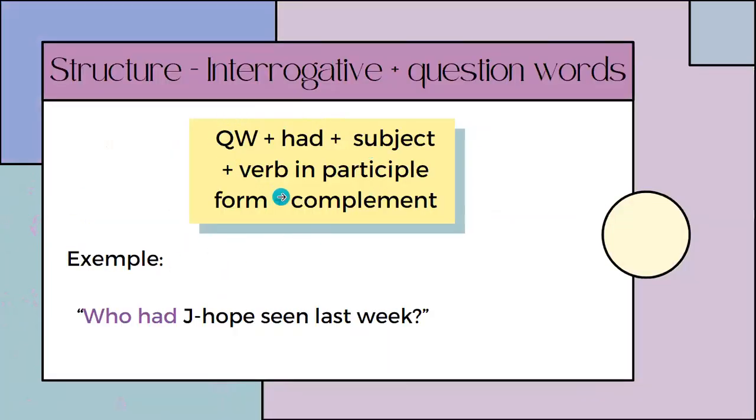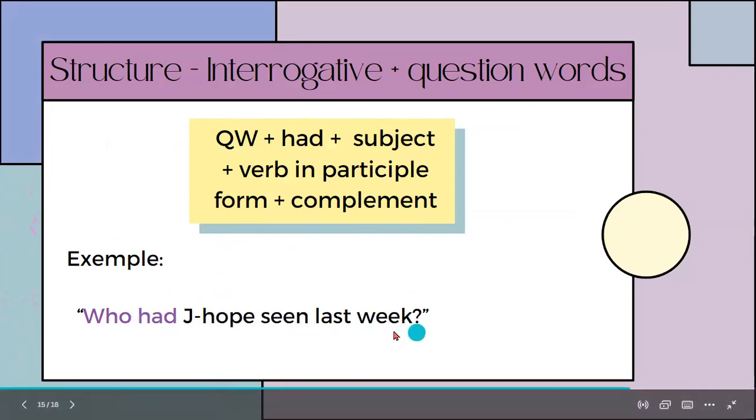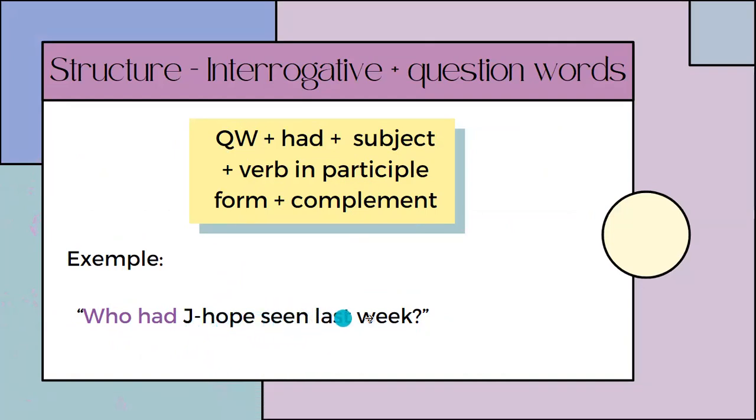This is the main structure. Question word plus had plus subject plus verb in the participle plus the complement. Who had J-Hope seen last week? Who, we have here the question word plus the had. J-Hope is the subject. Seen, the verb in the participle. Last week, the complement. Who had J-Hope seen last week? Everything is all right?